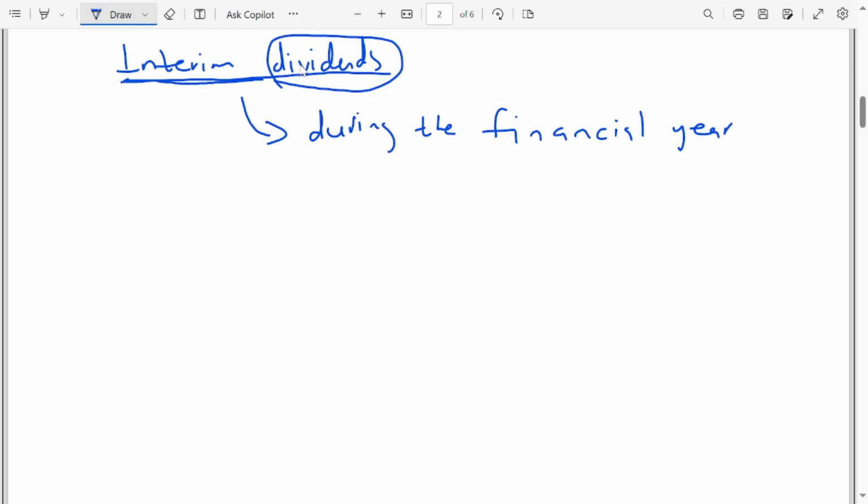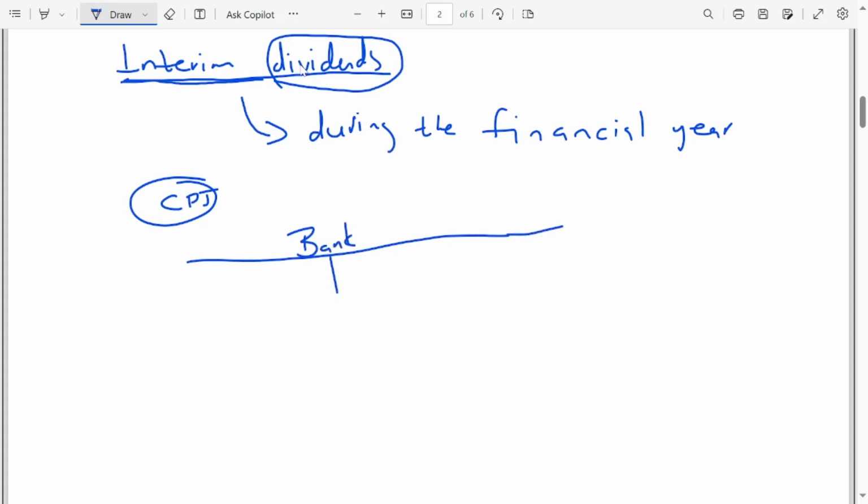So that is the interim dividends. These are the dividends that are being paid out to the shareholders during the year. Obviously, if we are making a payment, that is a CPG. So you ask yourself, if it is a CPG, what is going to happen to my bank? Obviously the bank has to decrease because we are paying out the dividends. So the CPG.